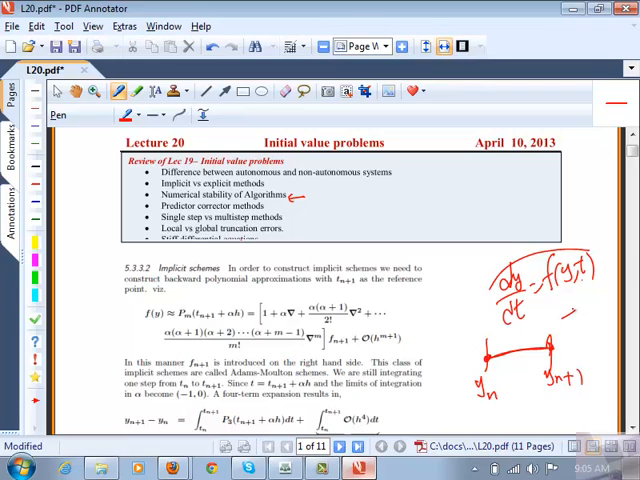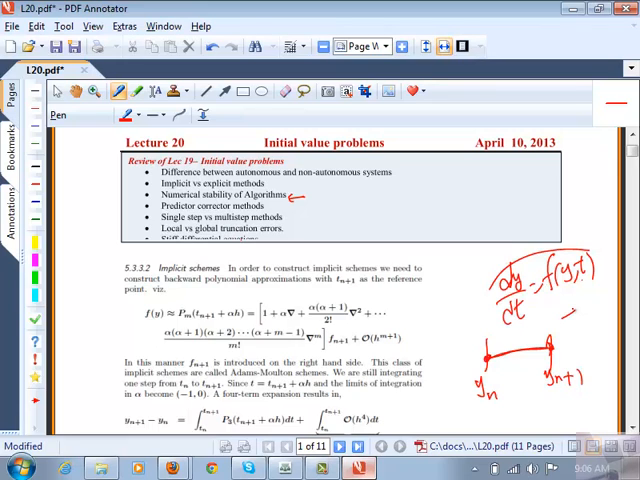And we saw how we can pair an explicit and an implicit method to form this predictor-corrector pair. And then we looked at single-step versus multi-step methods. We are in the process of reviewing the development of multi-step methods. Today I will move to the single-step methods, and then we will move on to the other topics.